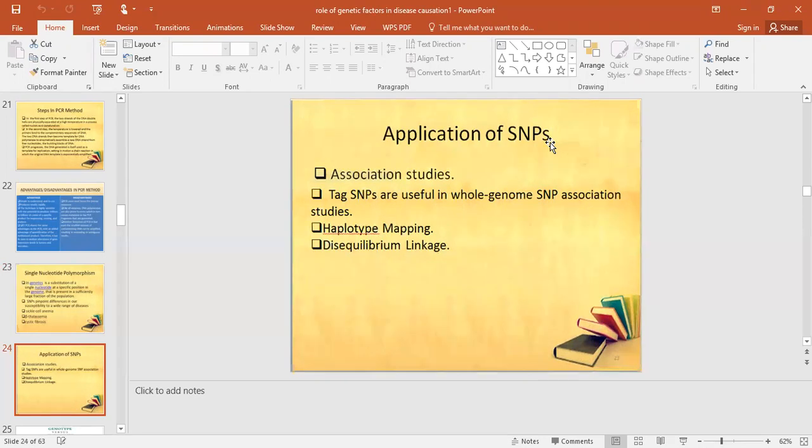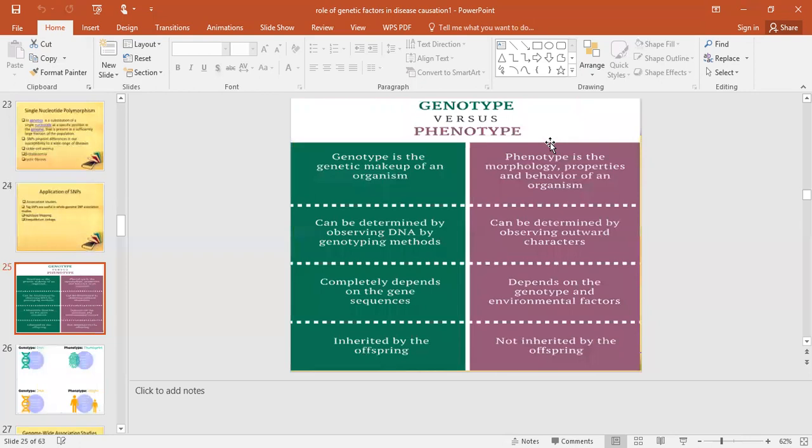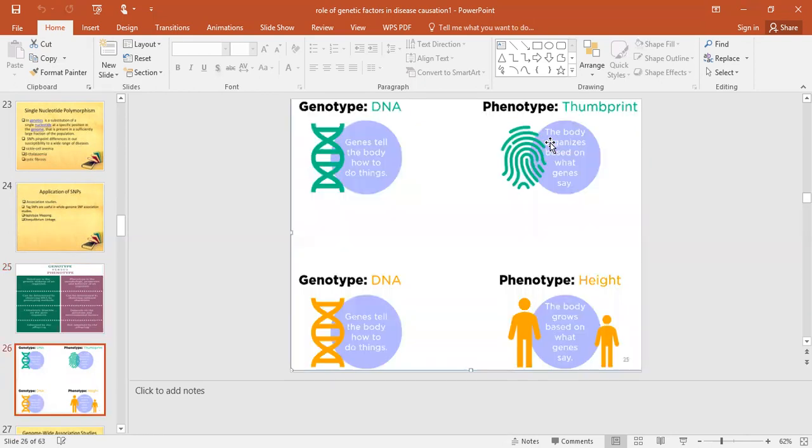Haplotype mapping, linkage disequilibrium. Genotype versus phenotype. Genotype is the genetic makeup of an organism, whereas phenotype is the morphology, properties, and behavior of an organism. Genotype can be determined by observing DNA using genotyping methods, whereas phenotype can be determined by observing outward factors. Genotype is completely dependent on the gene sequence, whereas phenotype depends on the genotype and environmental factors. Genotype is inherited by offspring, whereas phenotype is not inherited by offspring.